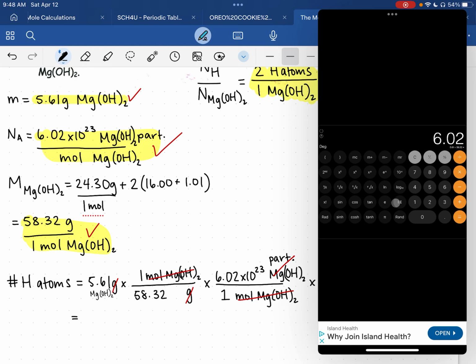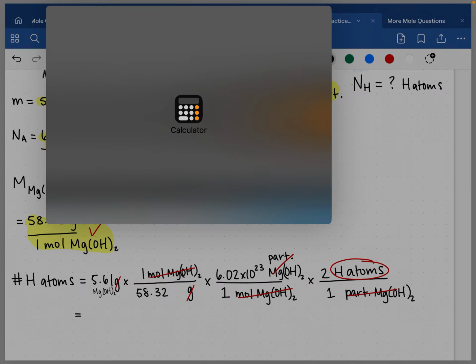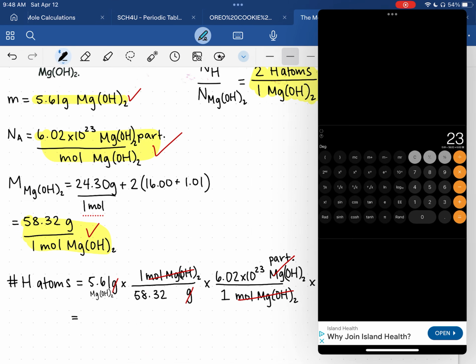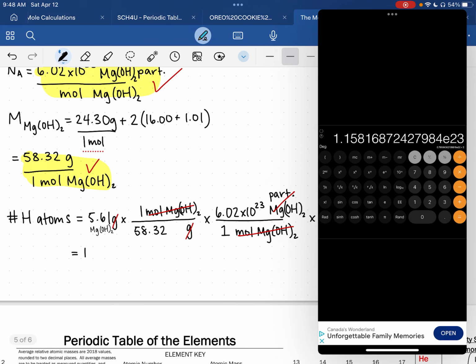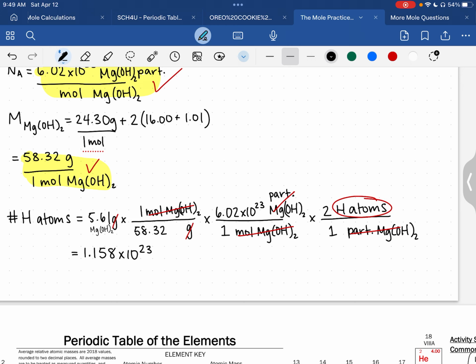So times 6.02, this function right here, the EE, that's scientific notation. So 6.02 times 10 to the power of 23. What's the last part over here? Okay, so times, oh sorry. Let's maybe enter this carefully, I'm not super familiar with this calculator. Times 2 hydrogen atoms gives us 1.158 times 10 to the power of 23 hydrogen atoms.